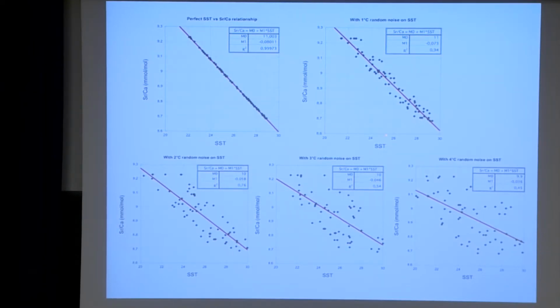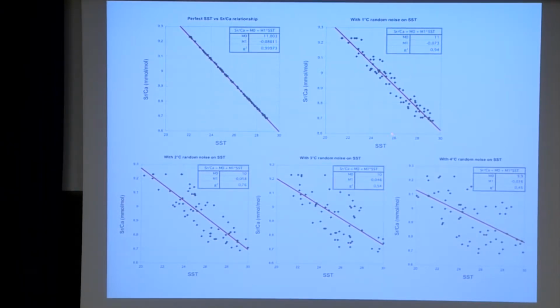So first you take the temperature, you calculate the strontium-calcium ratio, and then you add some random noise, which is maximum plus or minus 1 degree C. Okay? And this does what? This puts the R squared to 0.94. Okay? Plus or minus 1 degree C random noise gives 0.94.